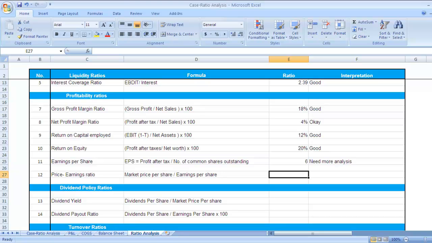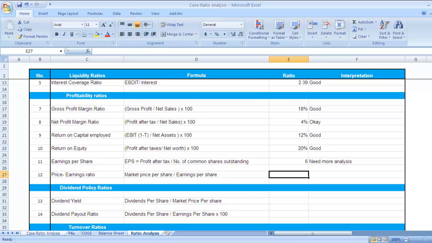Okay, so this PE gives you a very good measure of how many times the particular earnings per share is measured in terms of market price, or what multiple the market is giving to its EPS, that is earnings per share. So market price per share.